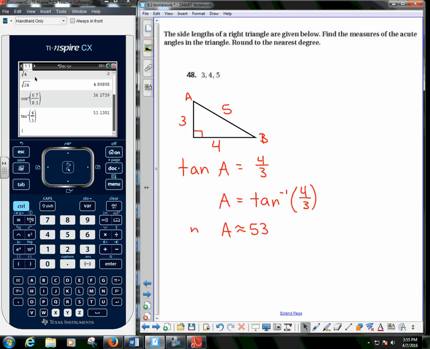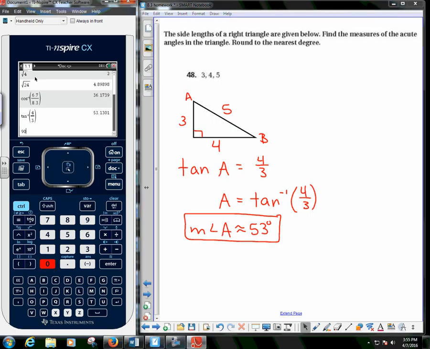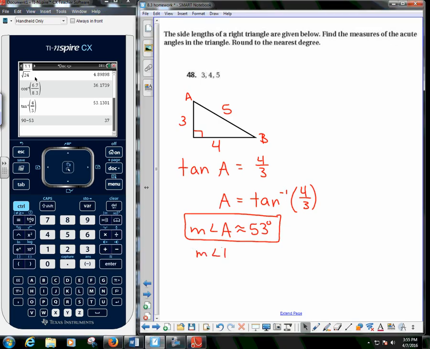So the measure of angle A is 53 degrees. And if I know that the measure of angle A is 53 degrees, I can say that the measure of angle B is 90 minus 53, which means that the measure of angle B is approximately 37 degrees. Because I rounded this one, that means that this one isn't 100% exact either.